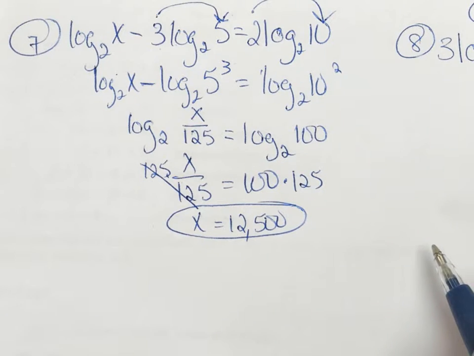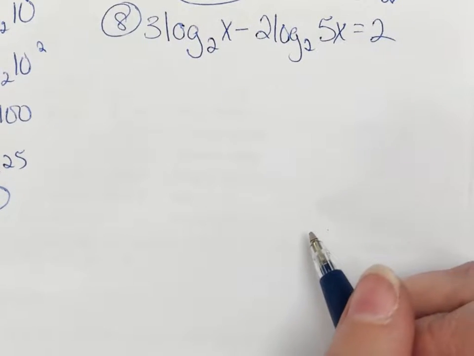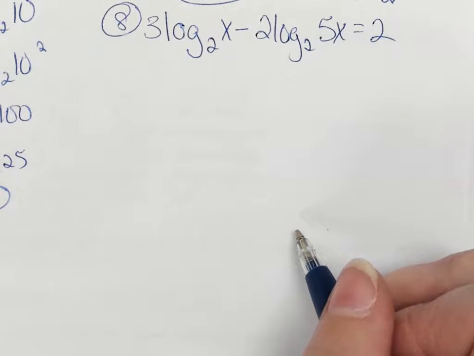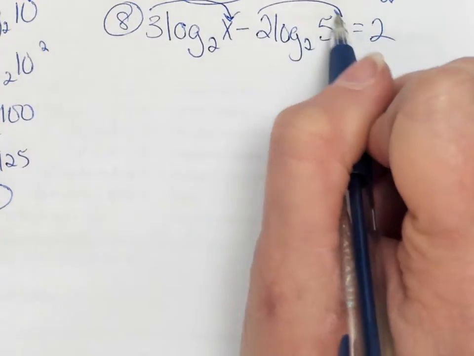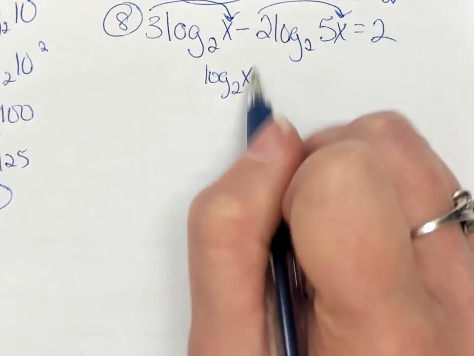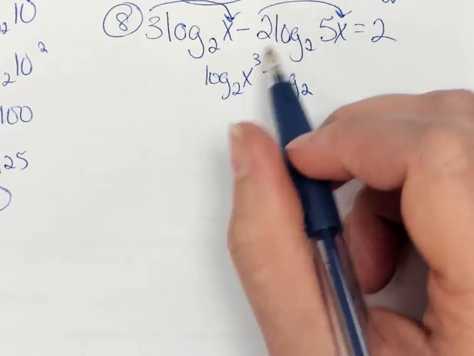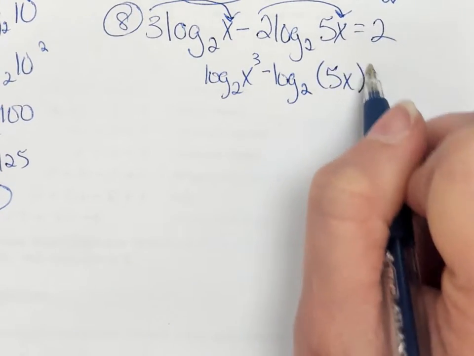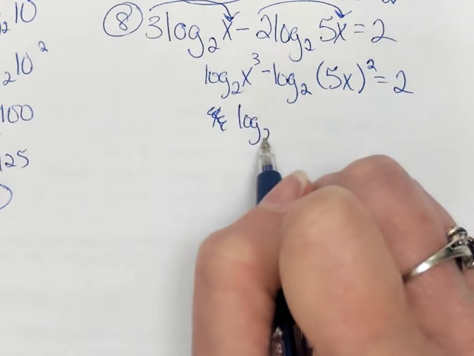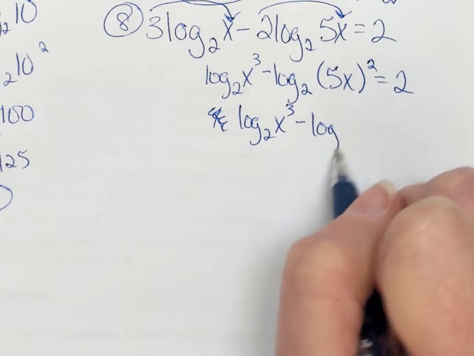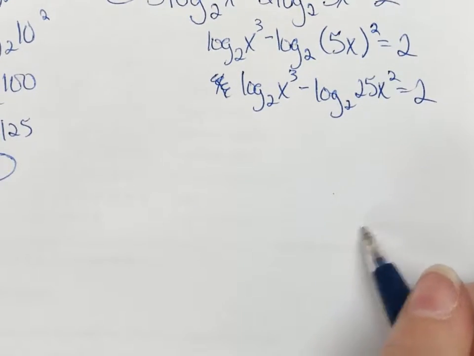Y'all okay? All right. What about number 8? What can I do first on here? The exponent. So the 3 is the exponent, and the 2 is the exponent. Okay, how do I write 5x squared? What do I have to use? Parentheses, because 5 squared is 25. Now what? Divide them.